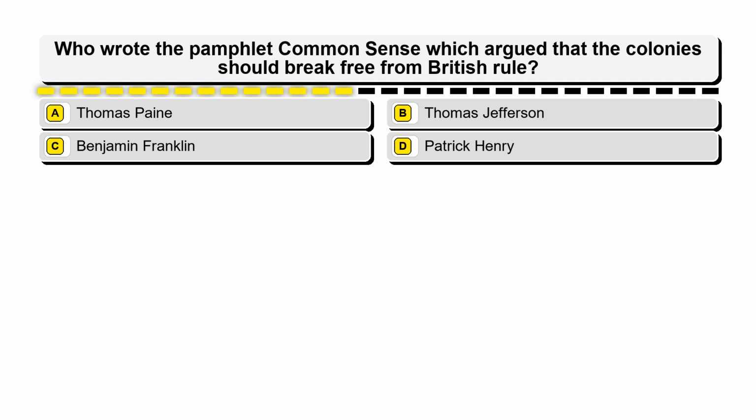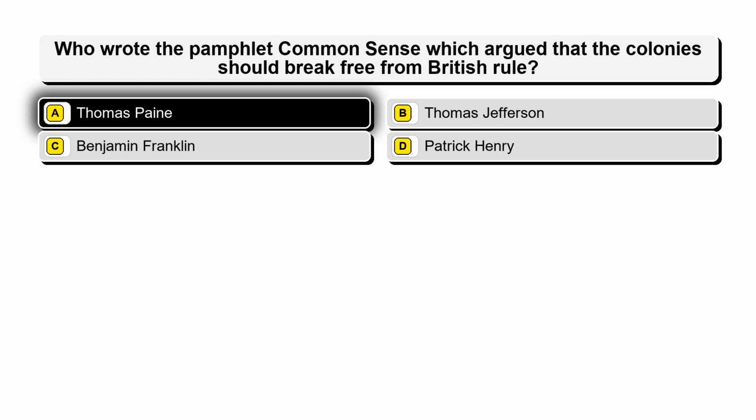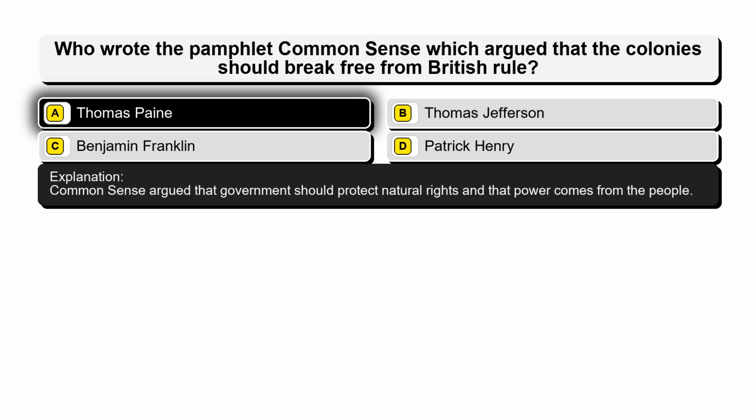Option A. Thomas Paine. Option B. Thomas Jefferson. Option C. Benjamin Franklin. Option D. Patrick Henry. The correct answer is option A. Thomas Paine. Common Sense argued that government should protect natural rights and that power comes from the people.